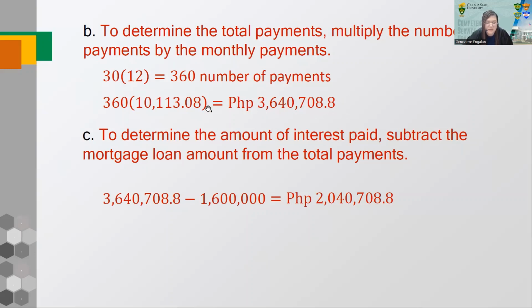Okay. So to determine the amount of interest paid, subtract the mortgage loan amount from the total payment. So, our loan is 1.6 million but what we pay in total is 3.6 million. So when we subtract, the bank profits from our loan of 1.6 million over 30 years. They earn 2,040,708.8.